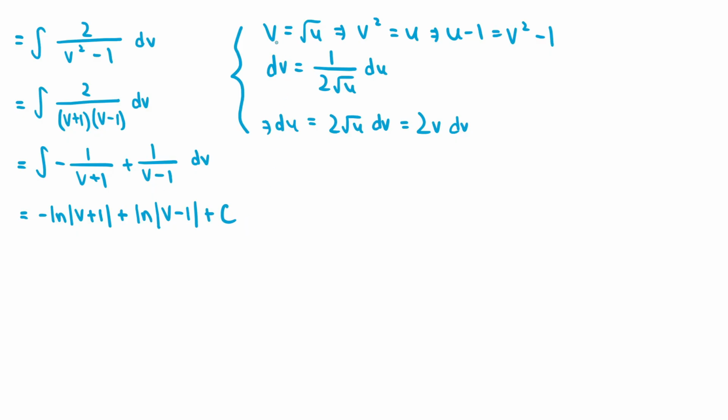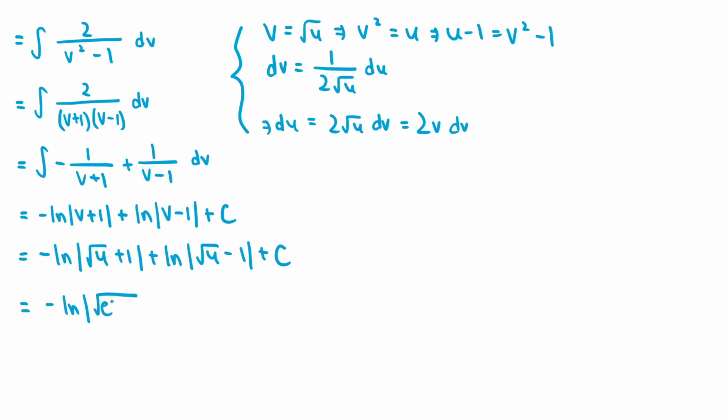We substituted v equals the square root of u, so if we substitute the square root of u back in for the v, we end up with negative ln of the absolute value of the square root of u plus 1, plus ln of the absolute value of the square root of u minus 1, plus c. And since we also substituted u equals e to the x plus 1, if we substitute that back, we end up with negative ln of the square root of e to the x plus 1 plus 1 plus ln of the absolute value of the square root of e to the x plus 1 minus 1 plus c, which is the final answer.